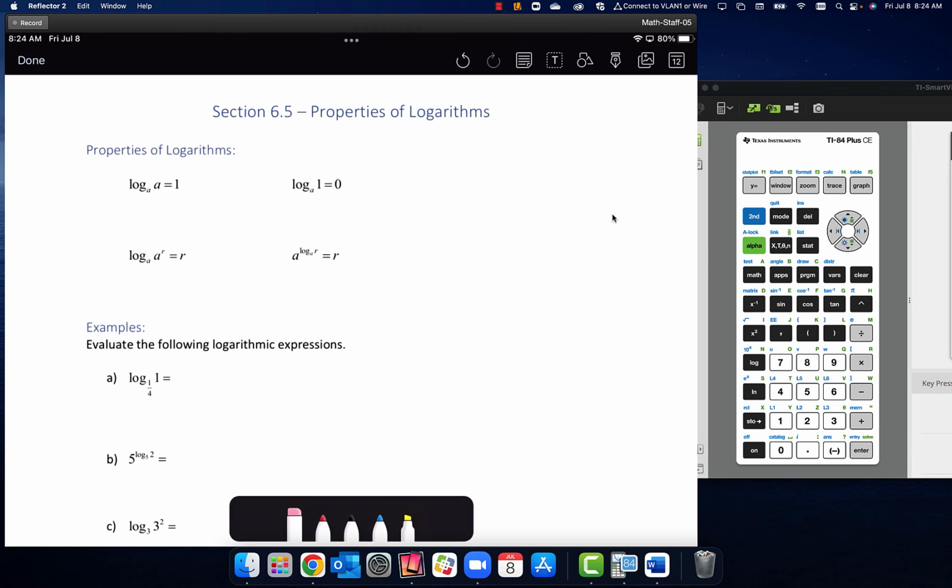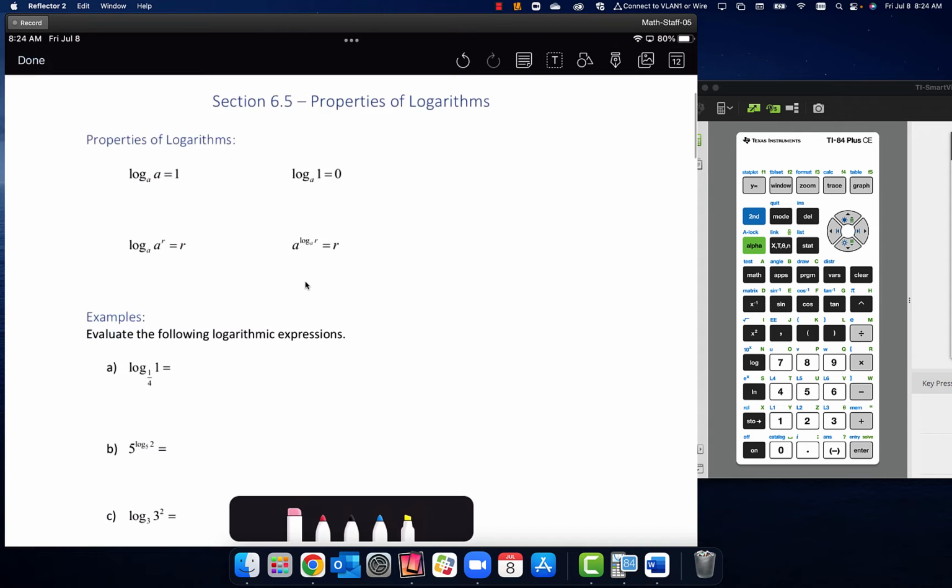In this video, we'll be looking at properties of logarithms. First, we have four basic properties: log base a of a equals 1, log base a of 1 equals 0, log base a of a to the r equals r, and a raised to the log base a of r equals r. These are all very similar to the main property that we looked at in the previous section.